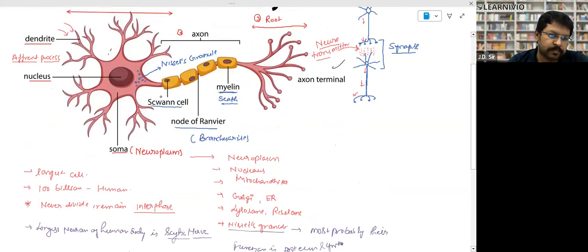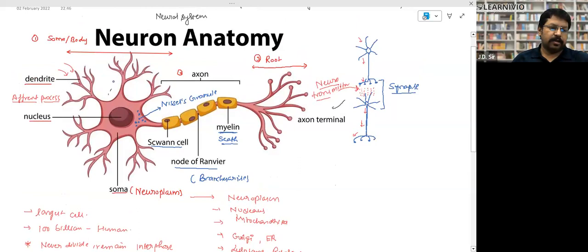Now, look, this is the nerve cell, and this upper part, this head part is called soma or body. This middle part is called axon, and this last part is called root, right? The soma or body has some branch-like structures. These are called dendrites. Dendrites are called afferent processes because they take the information from the external environment, right? They are spread over the whole body surface. They take all kinds of stimulus. So they take information from the external environment. That's why they are called afferent processes.